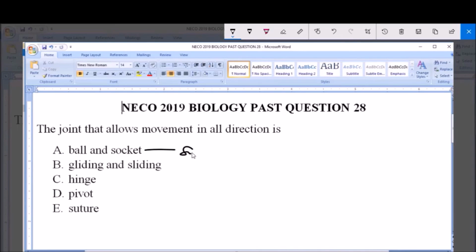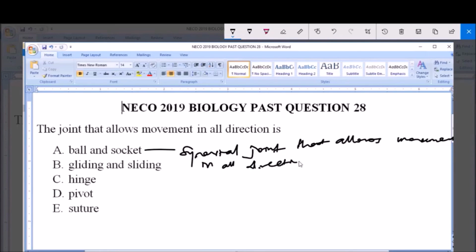It's a synovial joint. We call them synovial joints because of the presence of synovial fluid and synovial membrane. It is the synovial joint that allows movement in all directions. An example of the ball and socket joint is the shoulder joint or the hip joint. You can move your arm in different directions because of the presence of the ball and socket joint.